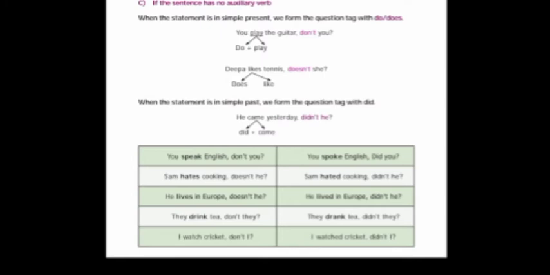Next one. When a statement is simple past, we form the question tags with did. So for the past, we will use did. He came yesterday, didn't he? So for came, we will write did plus come.